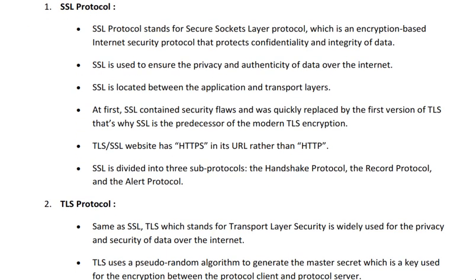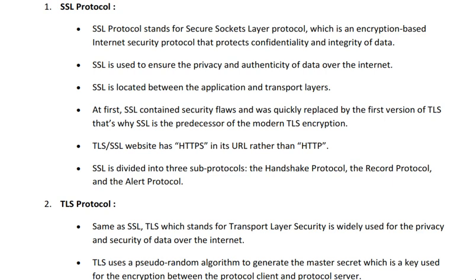The first security protocol is the SSL protocol, that is Secure Socket Layer protocol, which is an encryption-based Internet security protocol that provides confidentiality and integrity of data. It is used to ensure the privacy and authenticity of data over the internet. SSL is located between the application and transport layers. At first, SSL contained security flaws and was quickly replaced by the first version of TLS.